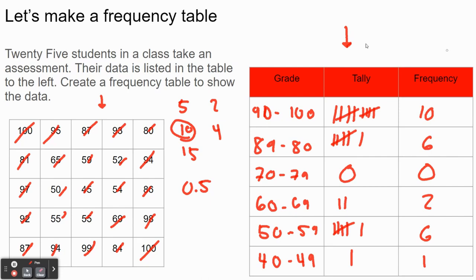So that's how we make a frequency table. Pause the video, rewind to watch any parts that were unclear to you, but that's all you got to do. The hardest part is figuring out this section here with the categories. If you can get that down, then you should be good to go.